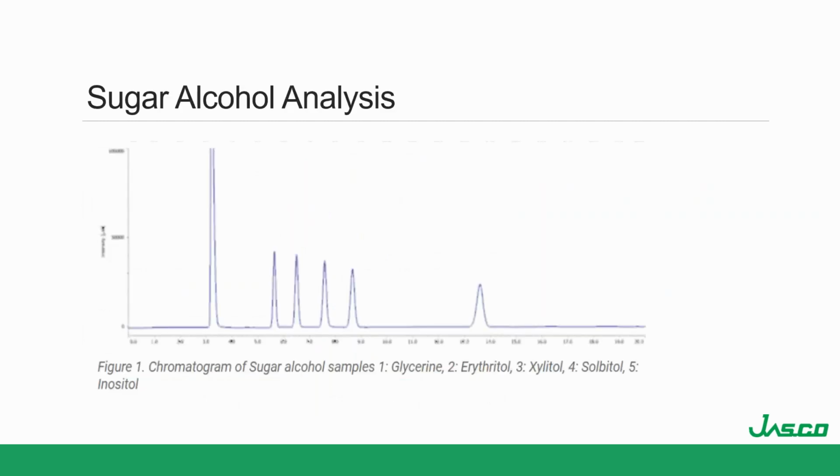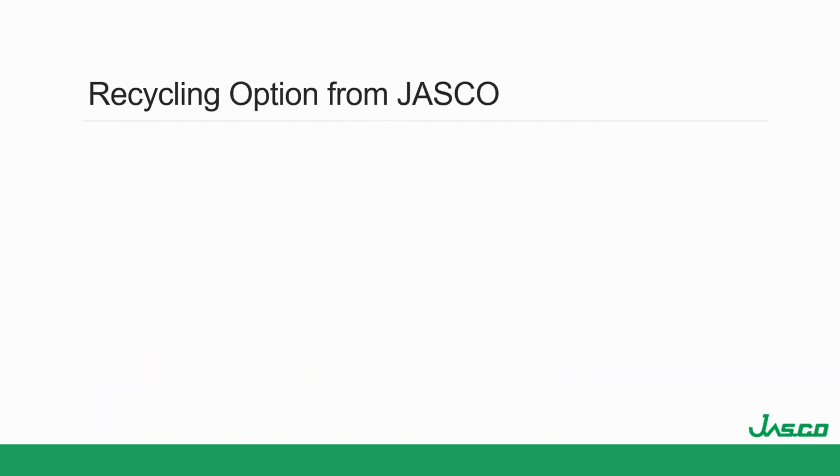Here's a sugar alcohol analysis. So here you see glycerin, erythritol, xylitol, sorbitol, and inositol. Now, I mentioned that you cannot run gradients with this technique. So what are some other ways we can go about increasing efficiency? Well, recycling is one option.